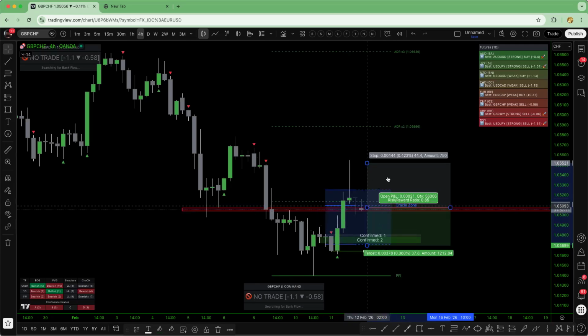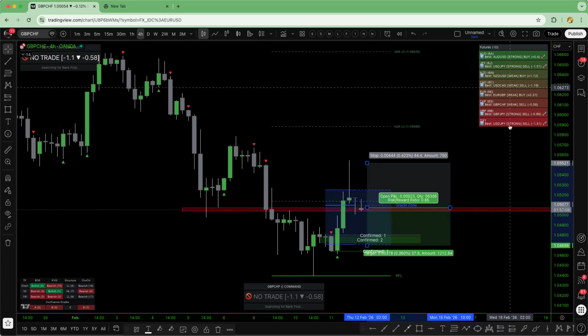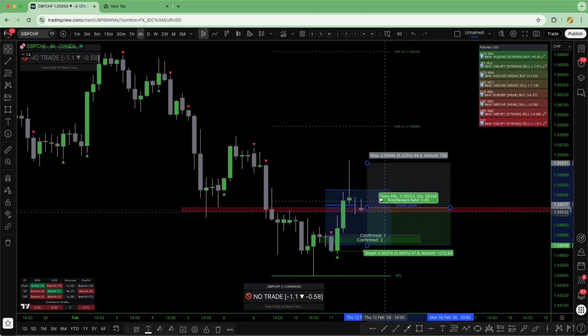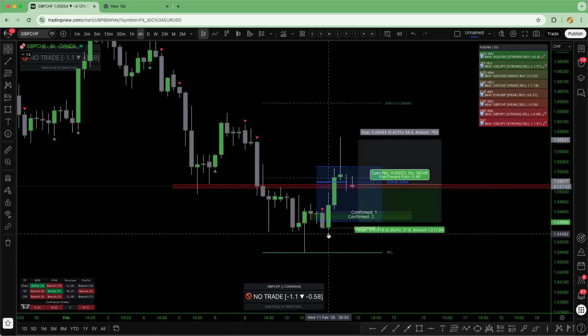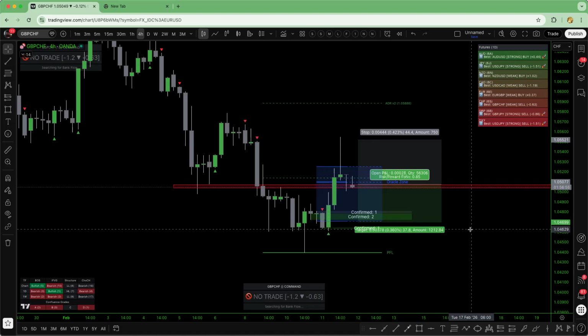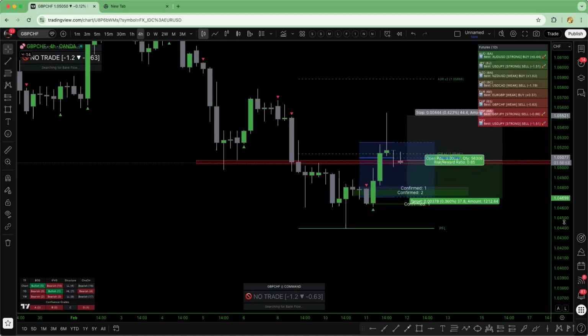Now, what am I waiting for? So on this pair here, I'm waiting for it to either appear. I'm waiting for a velocity surge. That's literally it, a break of structure, velocity surge. I can already see there's a previous break of structure here. We're bullish on the day, on the 4 hour. Do you understand? We're bullish already.